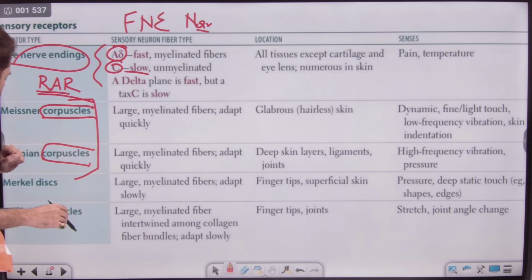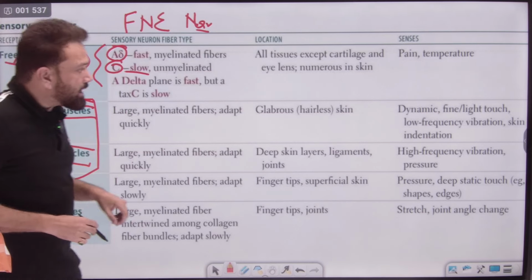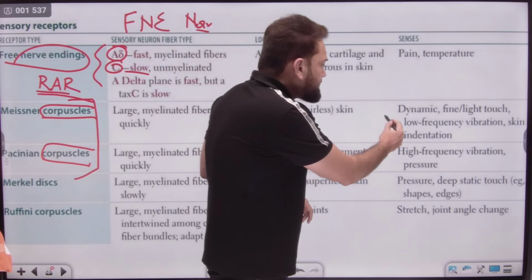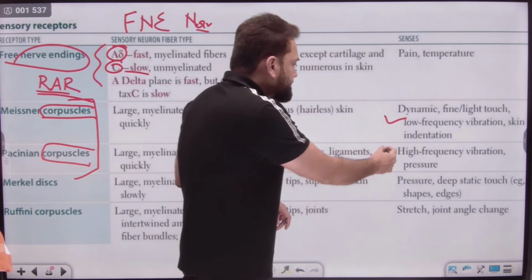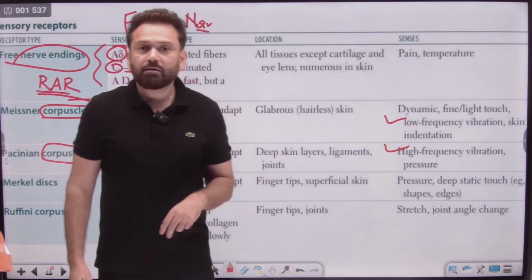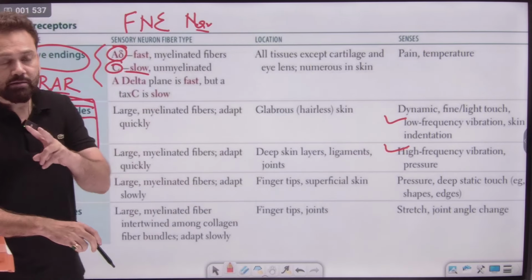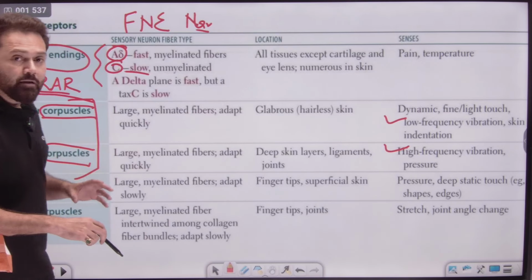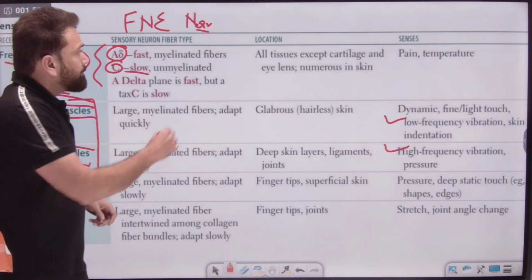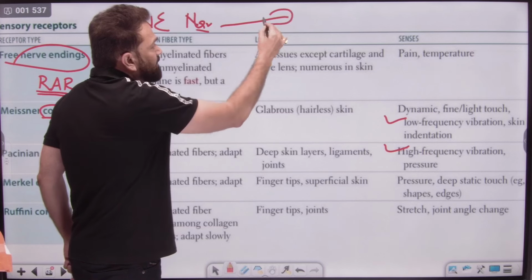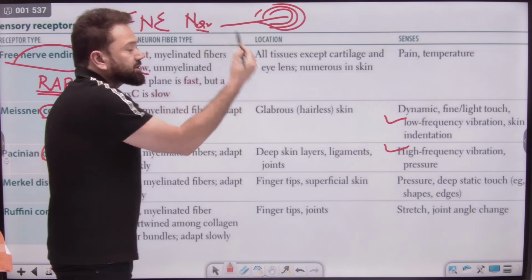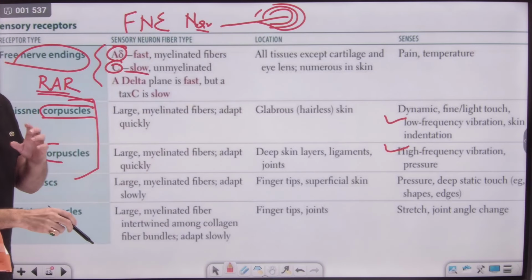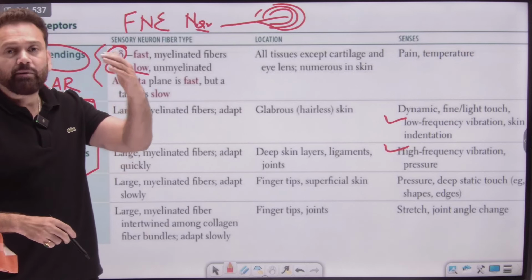Now, Meissner's and Pacinian. Meissner's are for low frequency vibration. Pacinian is for high frequency vibration. Very simple. There are 2 corpuscles. One is for low frequency, Meissner. Pacinian has the shape of an onion and senses vibration, high frequency vibration. Pacinian, onion, vibration.